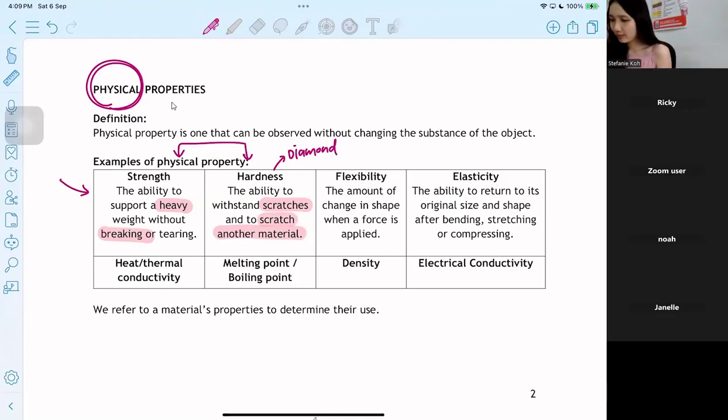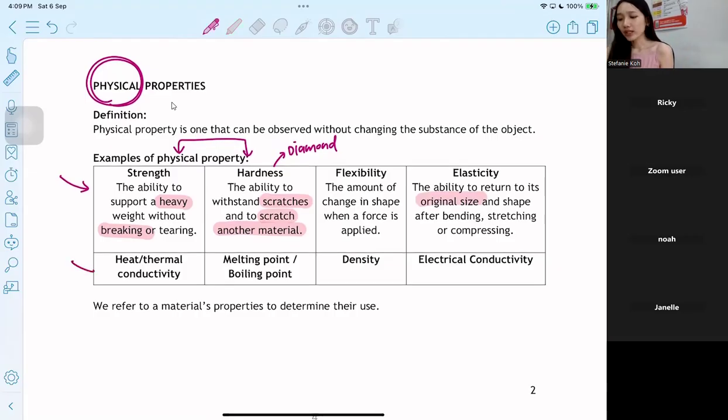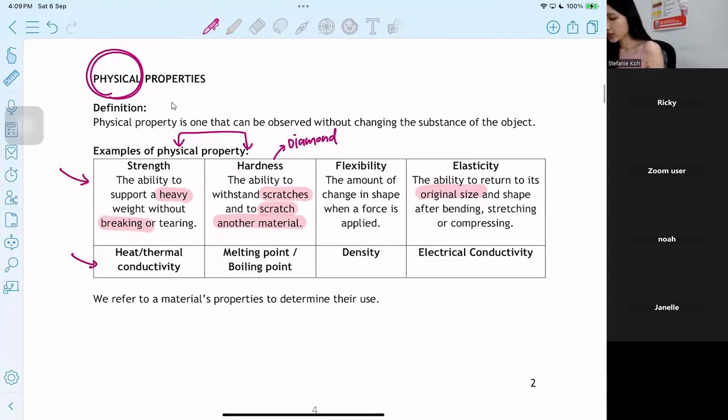Flexible, you should know what it means, right? You can bend without breaking, essentially. The last one, elasticity, return to its original size after you stretch, bend, compress, etc. Then you have more. This one is quite self-explanatory. Heat versus thermal or electrical conductivity. Melting and boiling point mentioned.